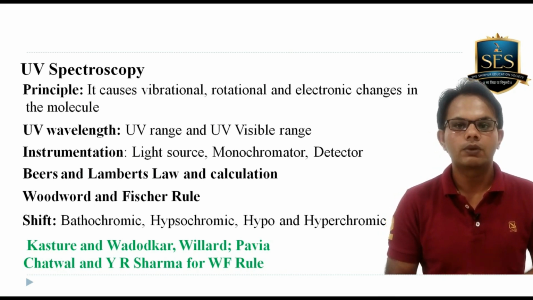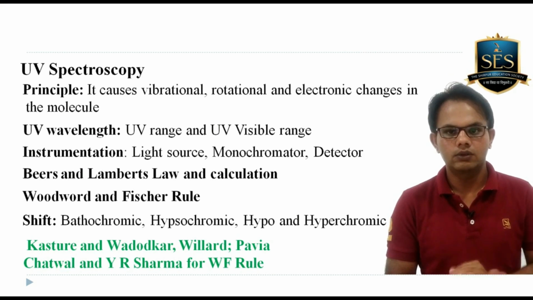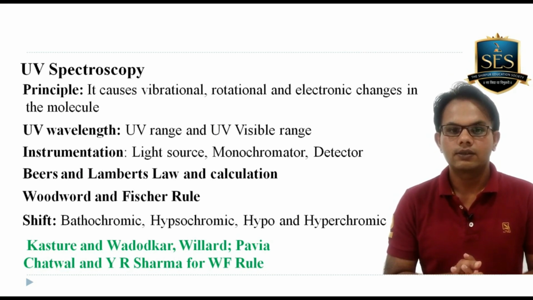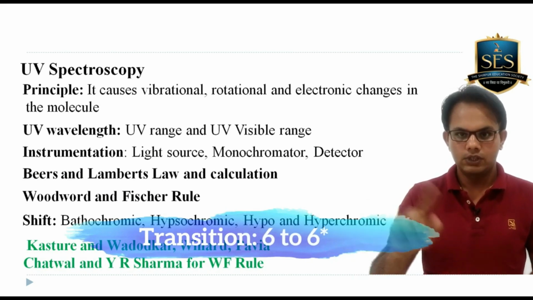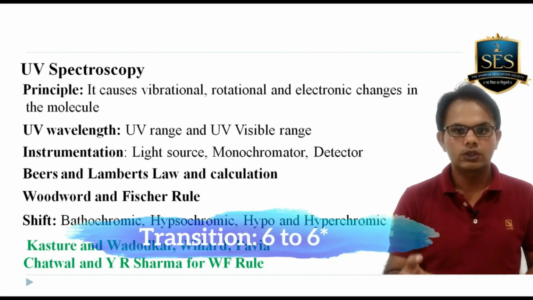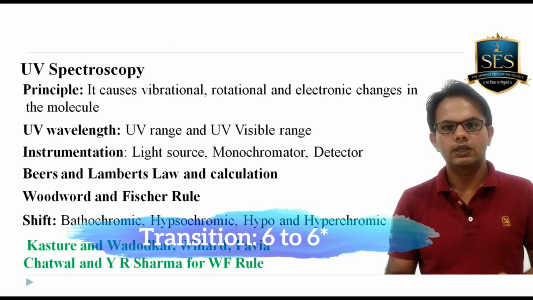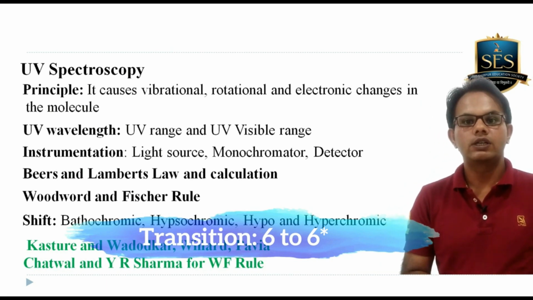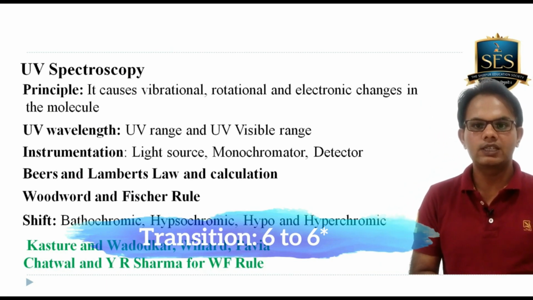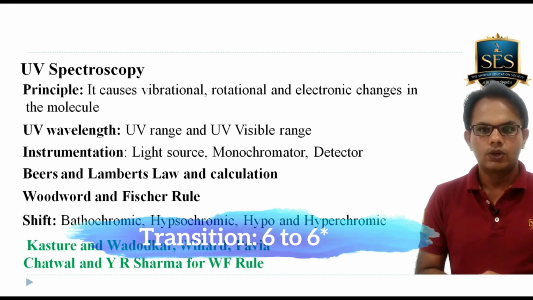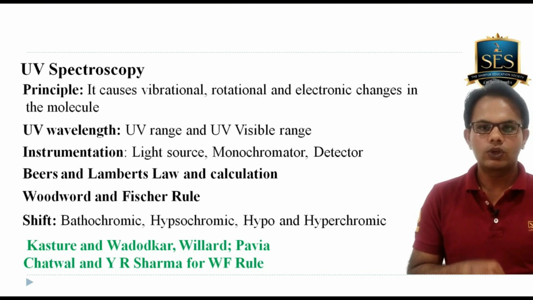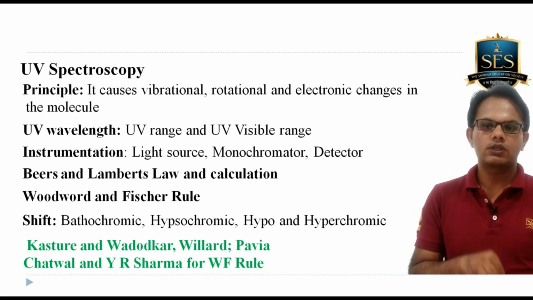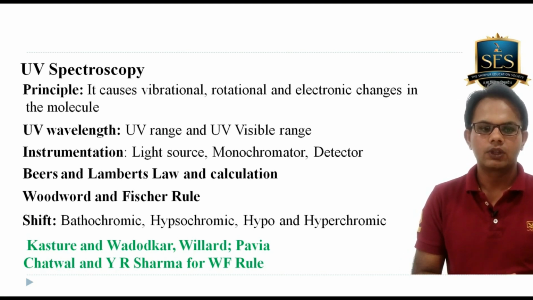And the most important topic, which is not mentioned here in the slide, is the transition, your pi to pi star, sigma to pi star. They ask questions on this. For example, they give an aldehyde and ask which kind of transition you can expect in an aldehyde. So you should also do the transitions. 3 to 4 types of transitions are there, like sigma to sigma star, pi to pi star, likewise.